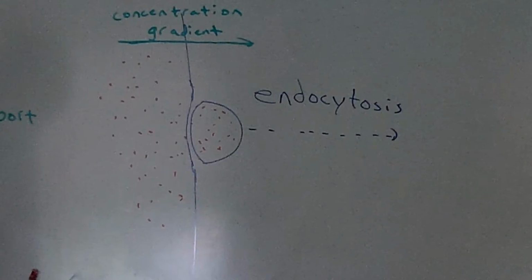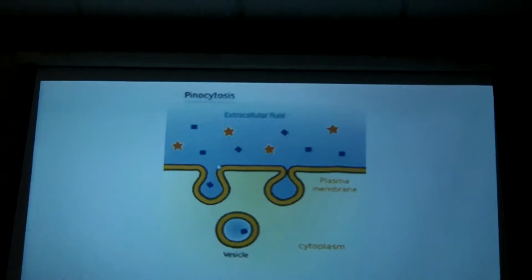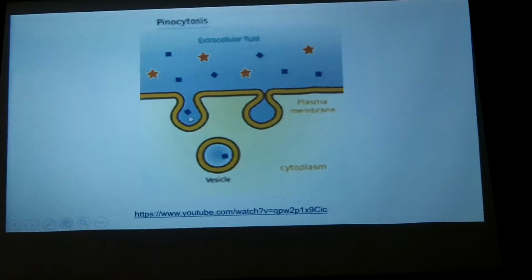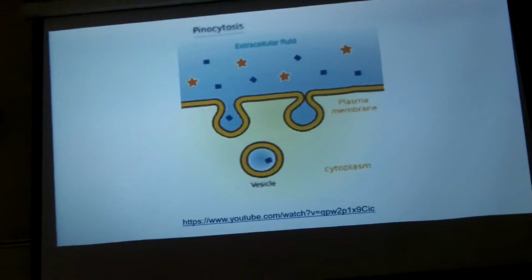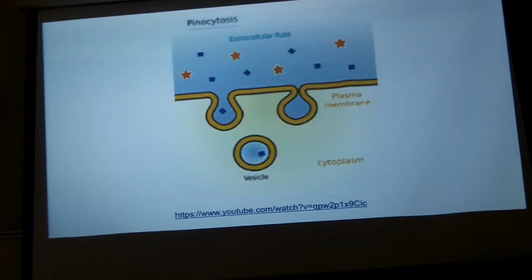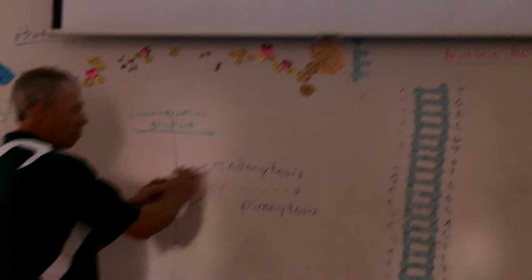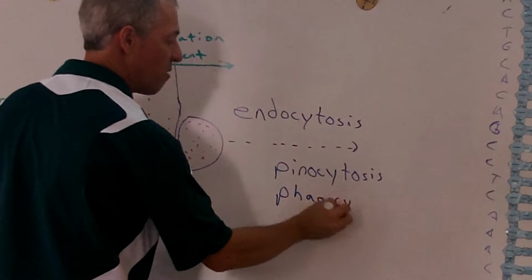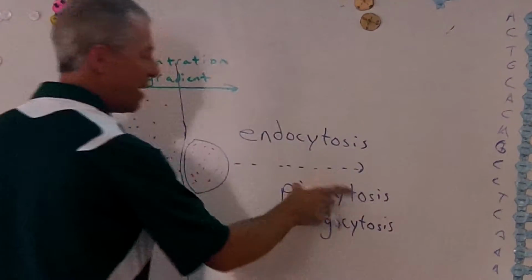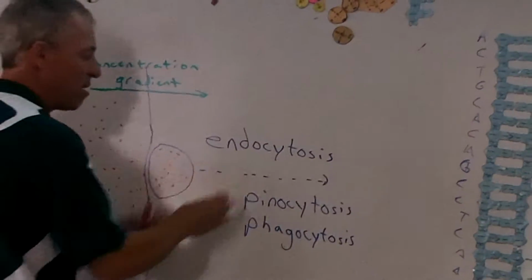There you are. This bubble here, see this material, this area being pinched off and pulling in material. Now, if the molecules that it's pulling in are really tiny, it's called pinocytosis. If the molecules that it's pulling in are really big, it's called phagocytosis. Pinocytosis if it's pulling in small molecules, phagocytosis if it's pulling in big molecules.